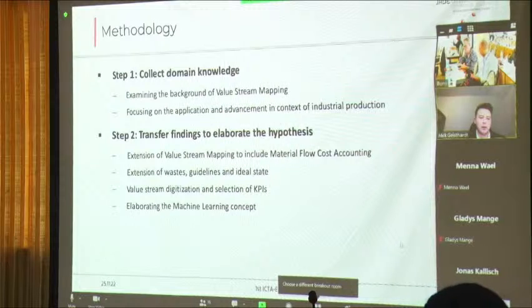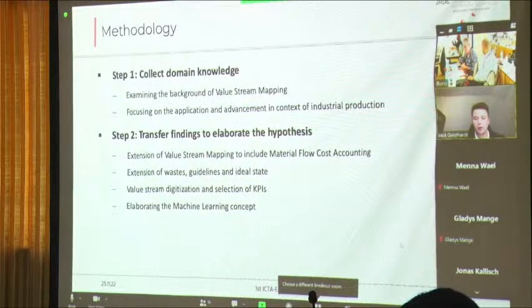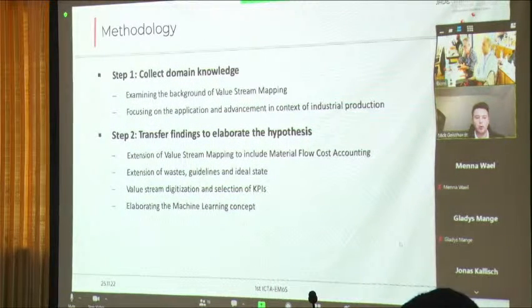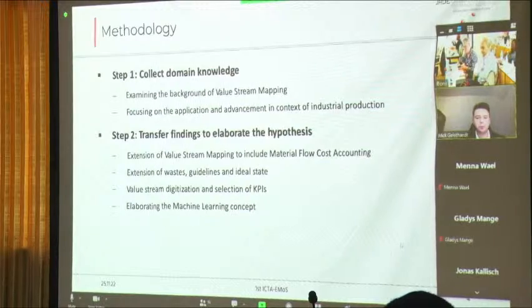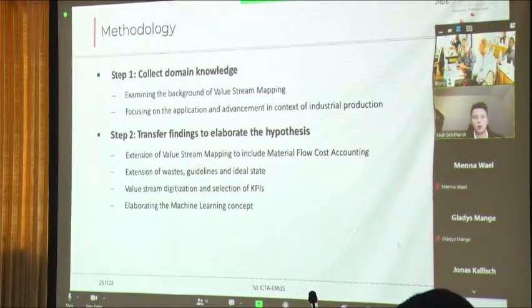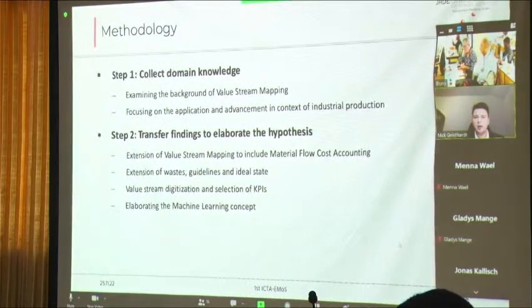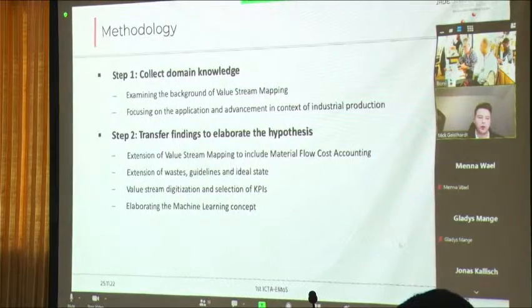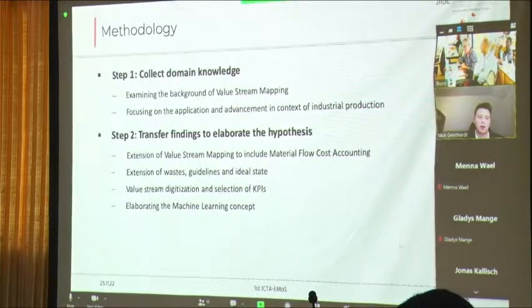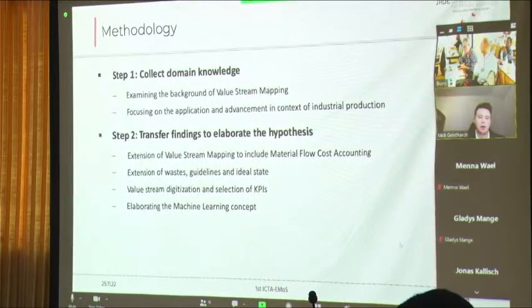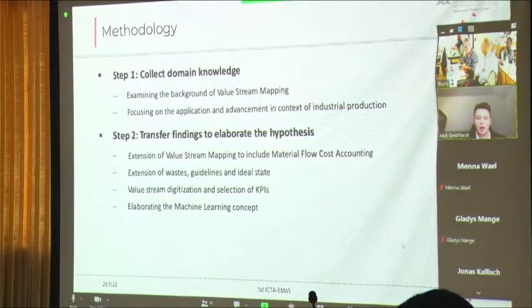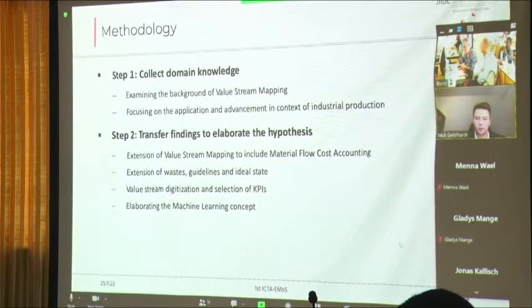Then we need the value stream to be digitized flawlessly, so that we have access to all the data. We need to select KPIs which we can use for the model concept. And at last, we need to elaborate the machine learning concept for application and further development.